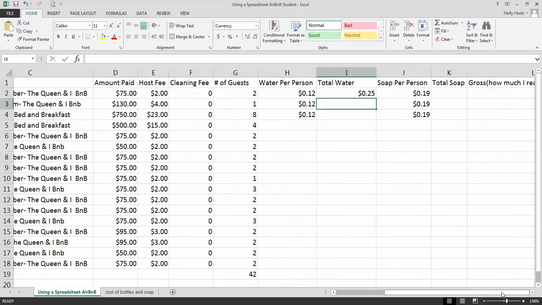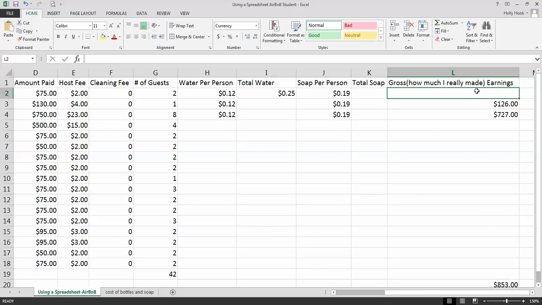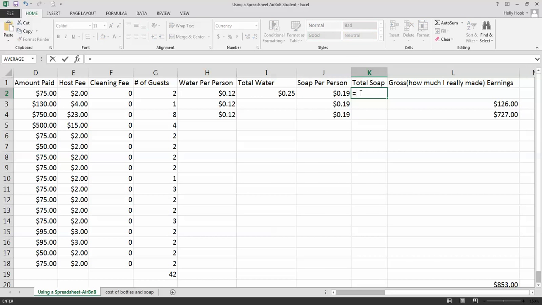We are also going to do the same thing for the soap per person. I'm sorry, for the soap total. So we know that it's 19 cents, and we need to multiply that, shift 8, by the total number of guests. So it costs me 38 cents.